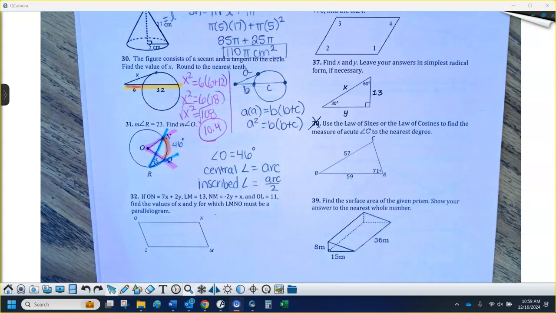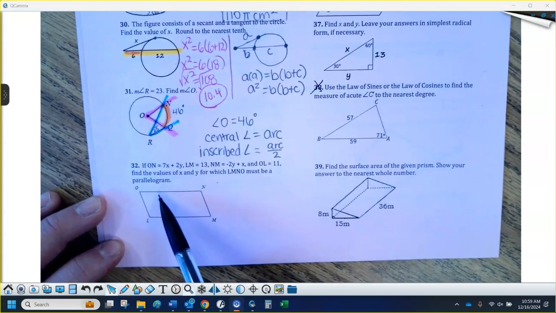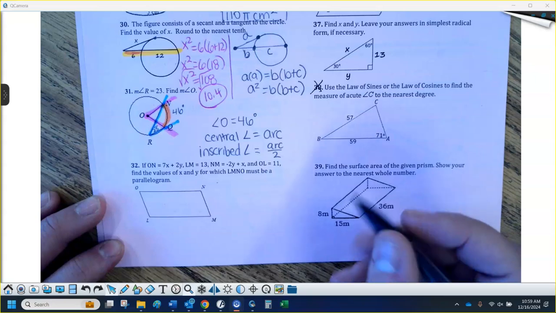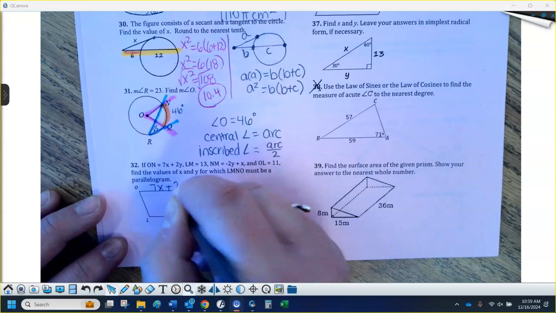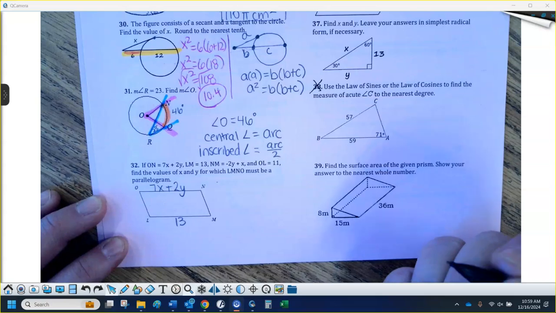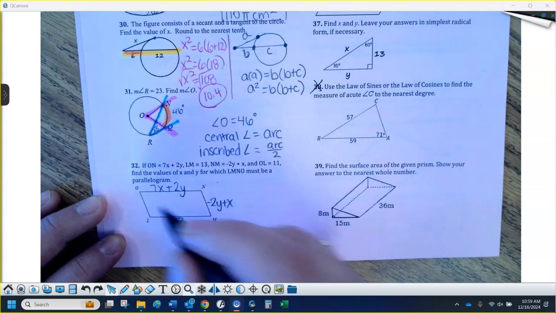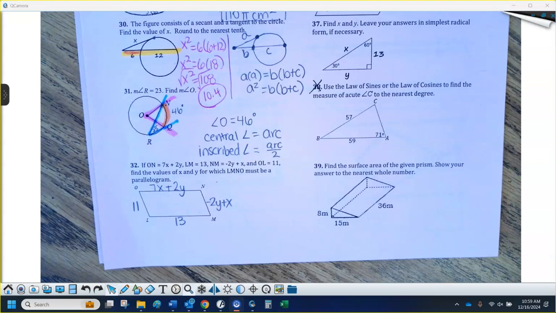All right, let's look at 32. On the actual test, you'll have a question like this, but the information will be in the diagram for you already. This one gives you a diagram and gives you information, so I'm just going to draw this on the picture here. It says ON is 7x plus 2y. It says LM is 13. I'm just labeling this. NM is negative 2y plus x. And OL is 11. So we're just going through and labeling. The actual question on the exam will have that labeled for you already, so you won't have to take the time to do that.